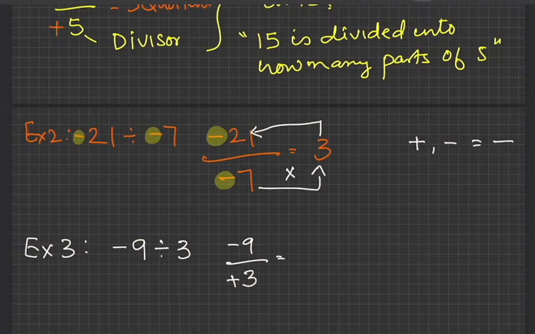So obviously, this has to be a negative one, because 3 times negative 3 will give me negative, because plus times minus will give me minus. So when we have two different signs and we are dividing, the quotient, the result, the answer will always be a negative one. Got it?